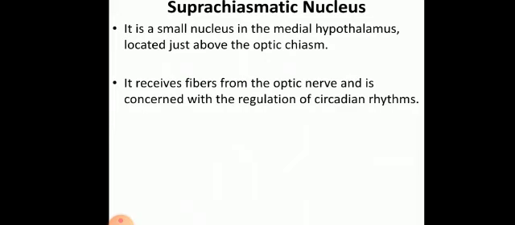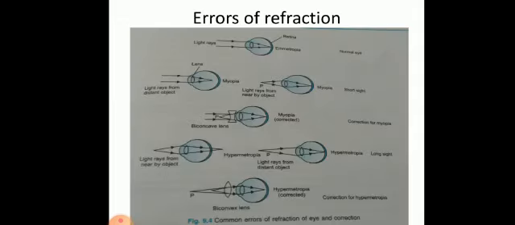Suprachiasmatic nucleus is a small nucleus in the medial hypothalamus. It's located just above the optic chiasma. It receives fibers from the optic nerve and it's concerned with the regulation of circadian rhythms.